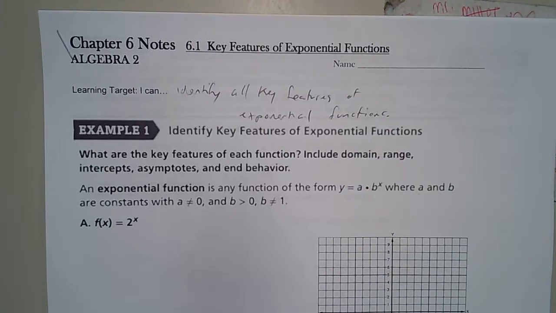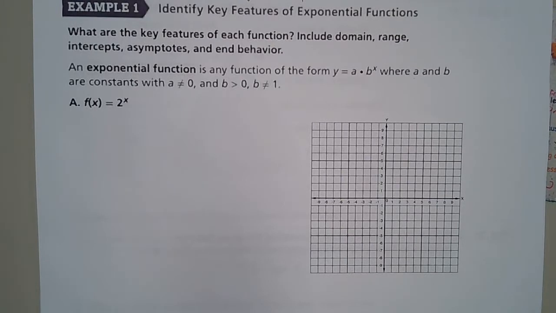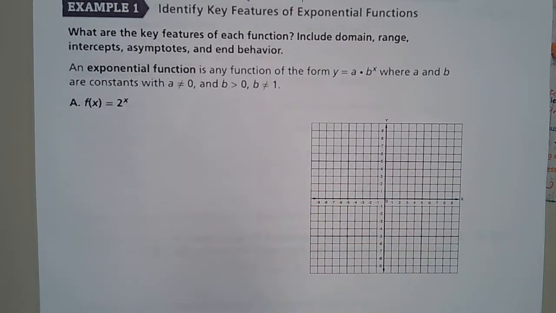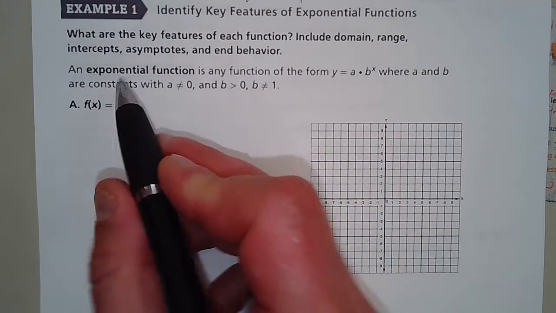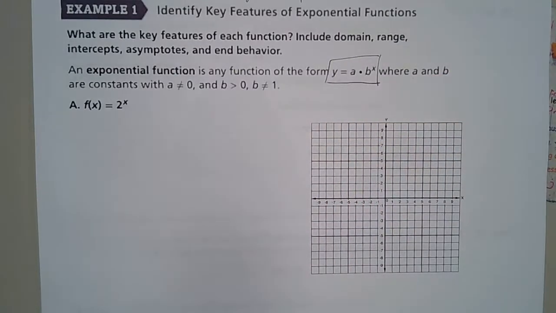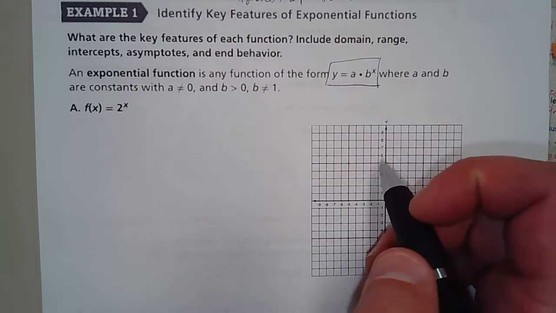All right, so the first example we're going to look at is just analyzing your most basic function. Every time we've done a new function this year, this is the approach we take. So let's get into it. So key features, we're going to find domain, range, any intercepts, any asymptotes, and then the end behavior of this exponential function. So first off, an exponential function is anything that's in this format, y equals a b to the x. And a and b are going to be your constants, and x is your variable in this case.